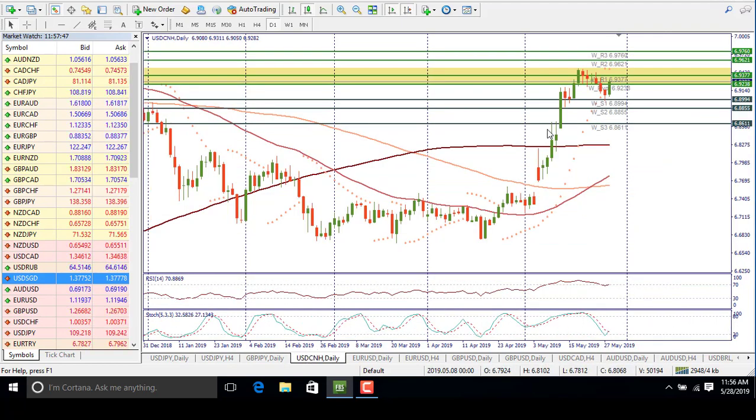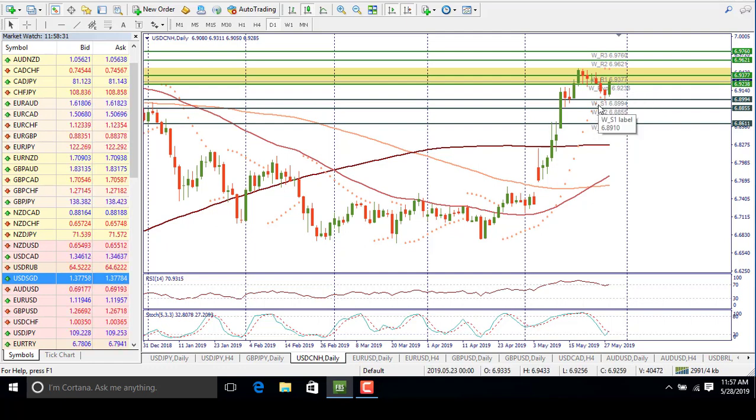Now let's look how the USD has been trading against the offshore yuan. We can see that the pair bounced on the negative news on the trade tensions, and the pair is currently testing the weekly pivot level at 692.38. If this level is broken, the next resistance will lie at 693.77.